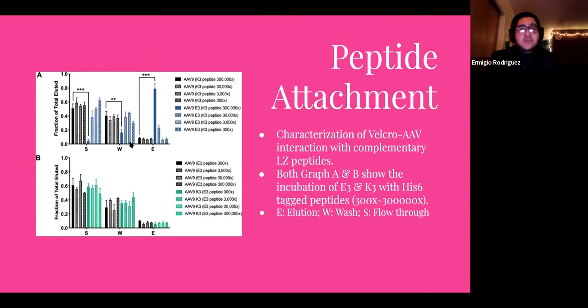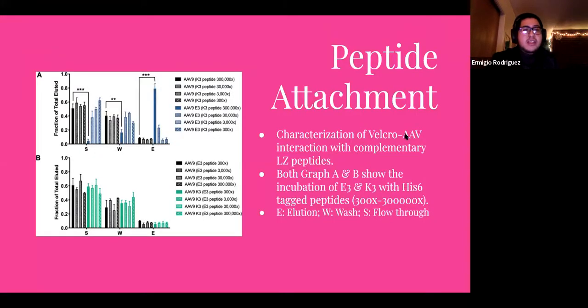So the results indicated that E3, which is graph A, incubated with about 300,000 X of K3 His6 peptide was roughly 80% bound to the column, and about 30,000 X, which is somewhere around here, resulted in about 20% binding. As for the lower concentrations, they were not induced to column binding, so they just flowed right through. K3, on the other hand, which is graph B at the bottom, didn't exhibit any column binding throughout the whole elution process. The control AAV, which is in black for both graphs, did not show the desired column binding, and it was due to the interaction of the LZ being joined by 2 different subunits.